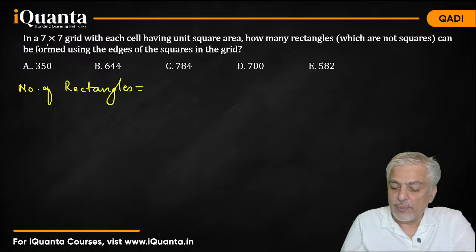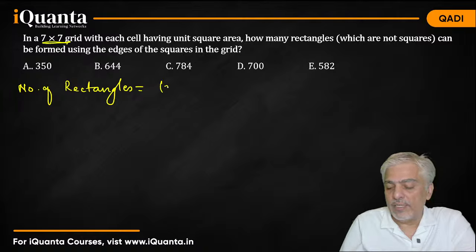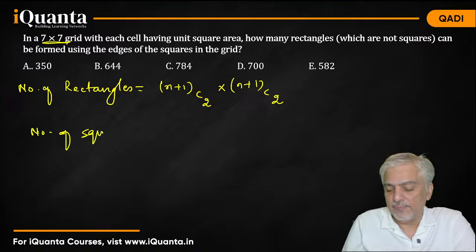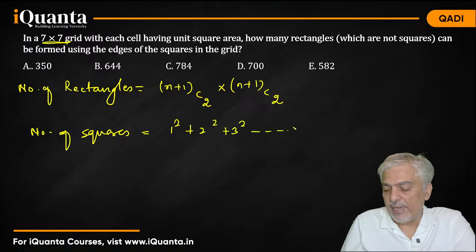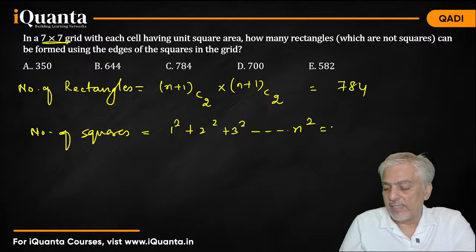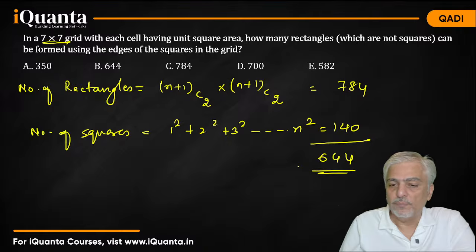So if it's a 7 by 7 grid, it will always be (n+1)C2 multiplied by (n+1)C2, right? And the number of squares will be 1 square plus 2 square plus 3 square up till n square. And in this particular case, this answer was 784, this answer was 140. Subtract them to give you 644.